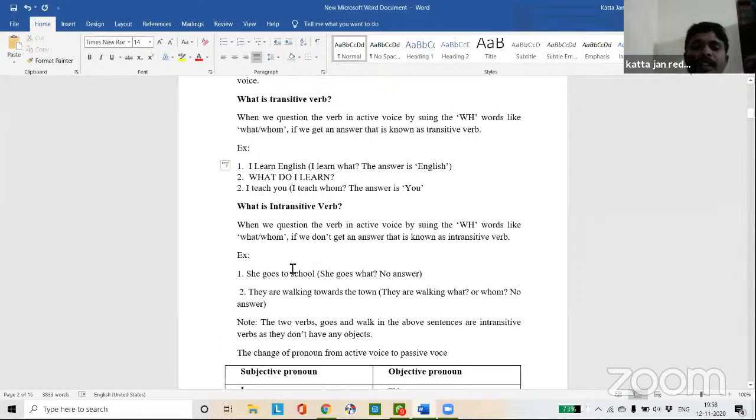I can assure. See, when we question the verb in active voice by using WH words like what or whom, if we don't get an answer, that is known as intransitive verb. For example, she goes to school. What is the main verb here? Goes. Now question. She goes what? No answer. Do we get an answer? Absolutely no. But one more word we have to use. That is whom. She goes whom?